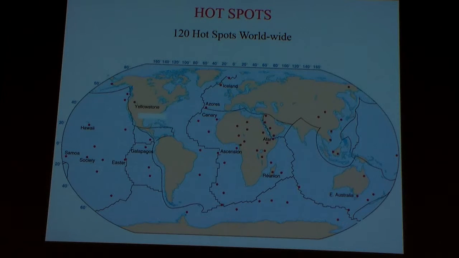All right, the other thing to talk about is hotspots. Hotspots are interesting because they don't actually follow the rules of plate tectonics. And each of those little red dots up there is a currently active hotspot. There's about 120 of them that have been mapped out. What do you notice about the relationship between the location of the hotspots and the boundaries between the tectonic plates?